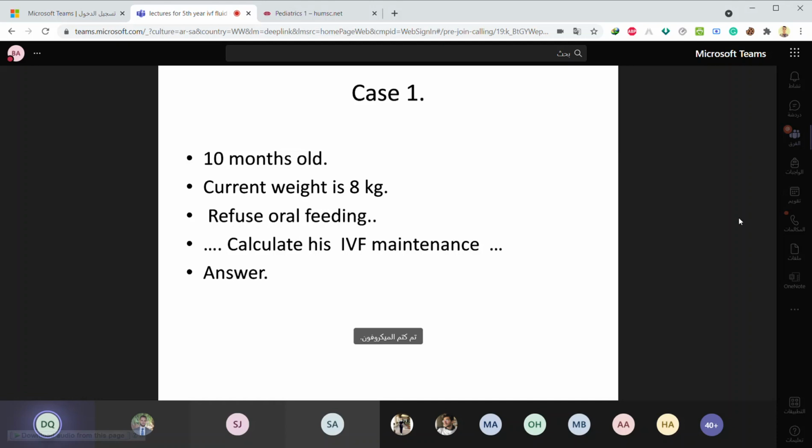Let us try to calculate this. We have a 10 months old. His current weight is 8 kilogram. He refuses oral feeding. Calculate his IV fluid maintenance. Anybody can do it?